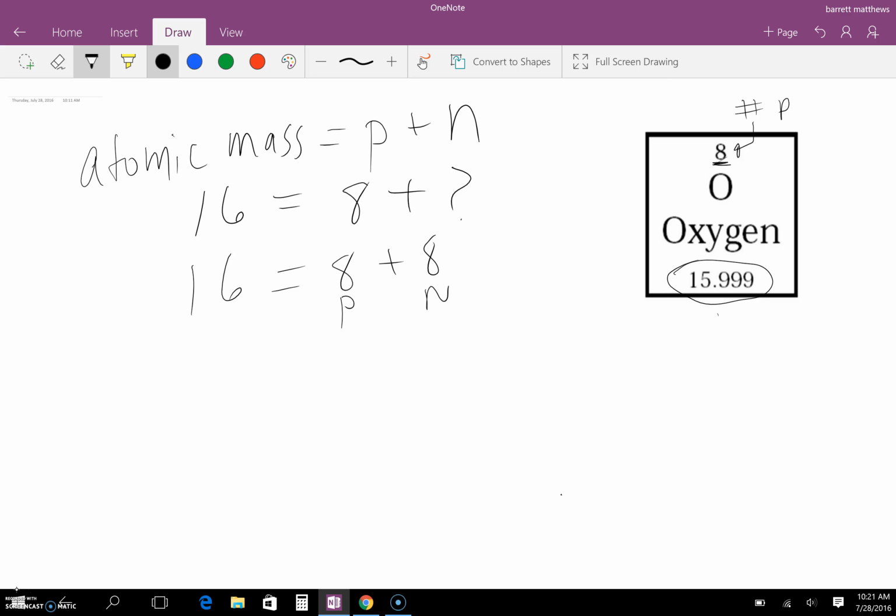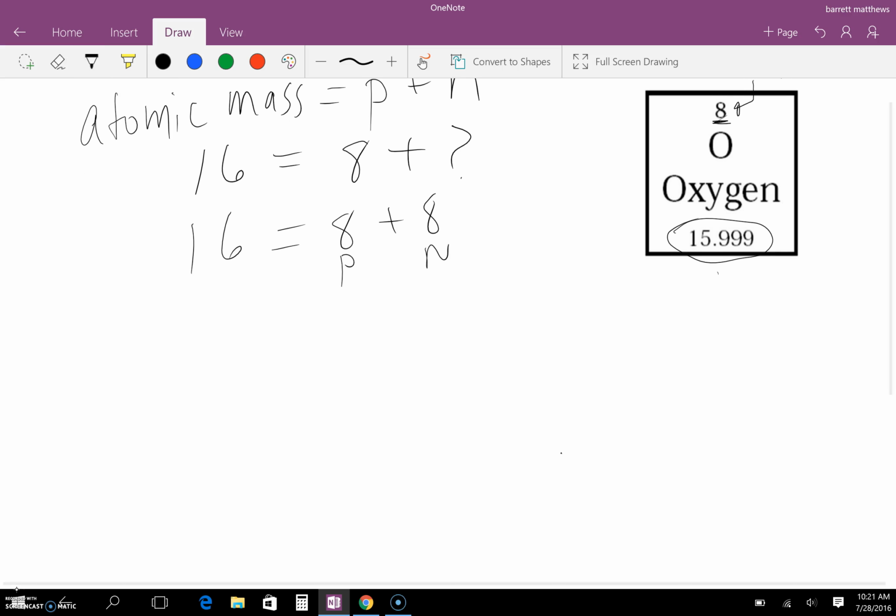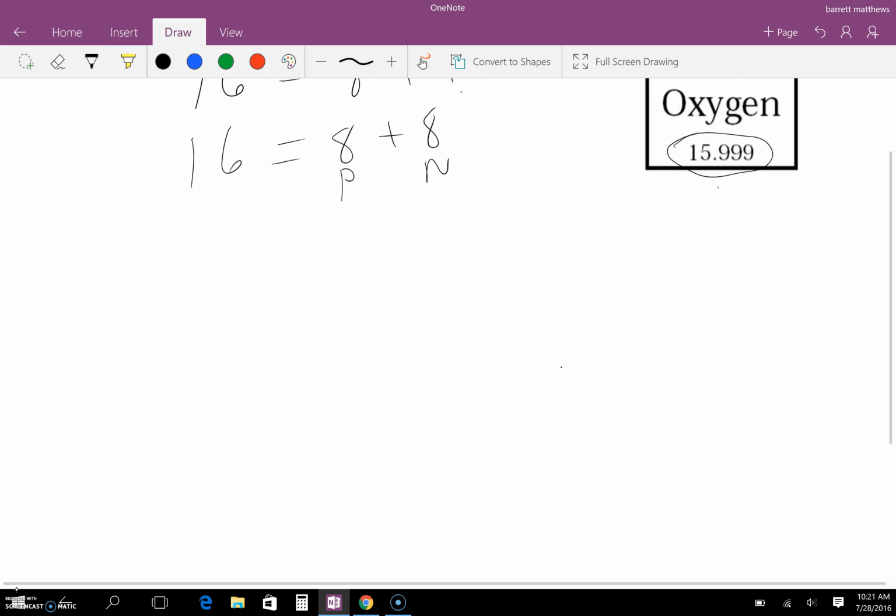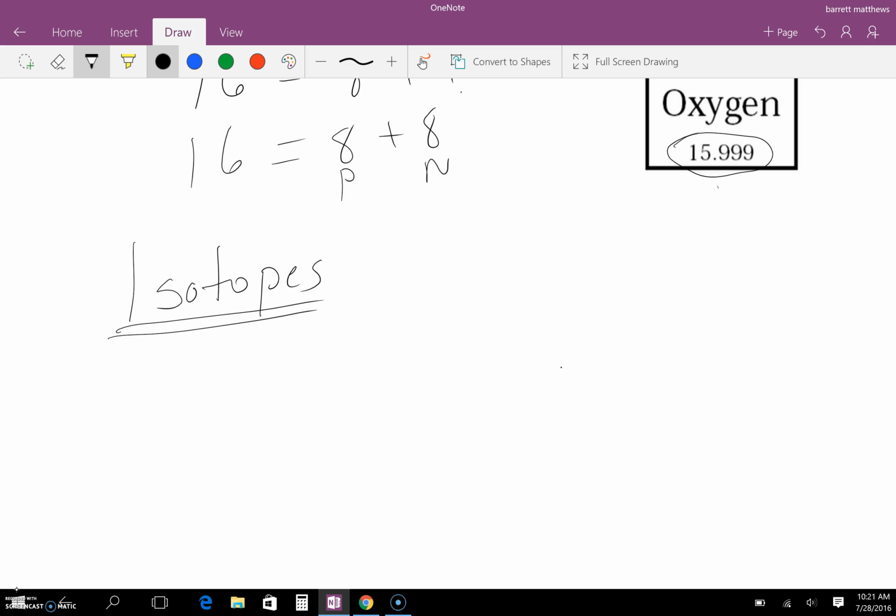If 8 plus 8 equals 16, why is the mass 15.99 and not 16? Why do we have to round up to get the 16? The reason why this number is a decimal place is because of isotopes.